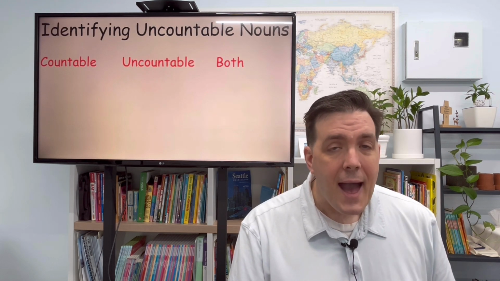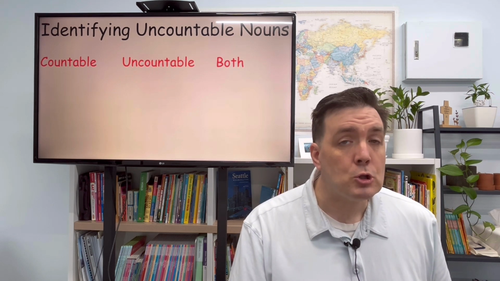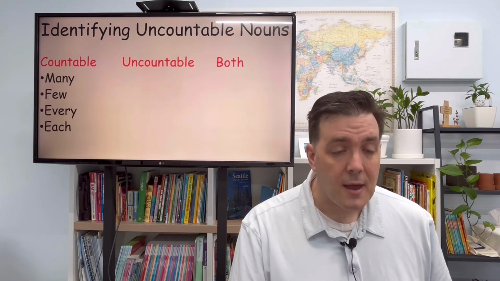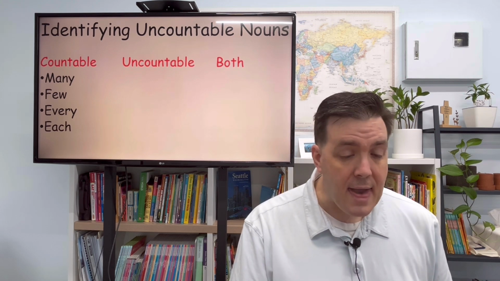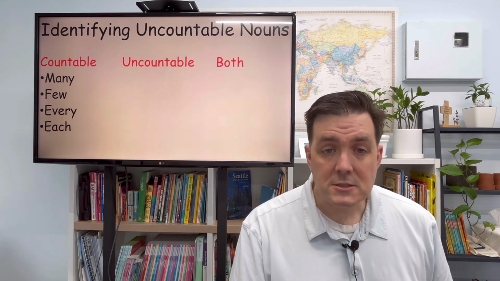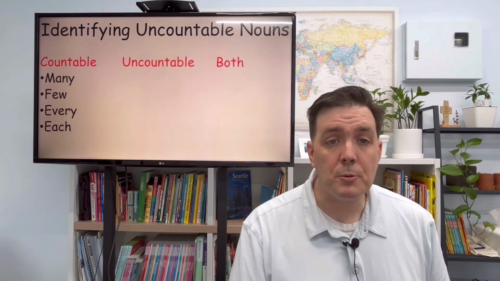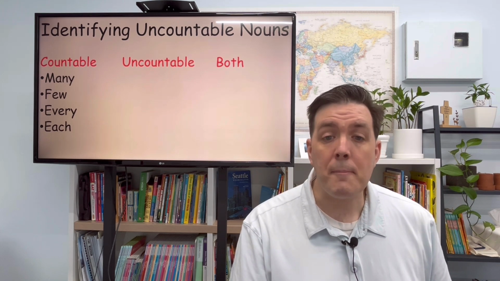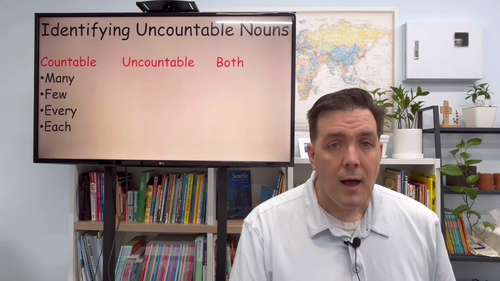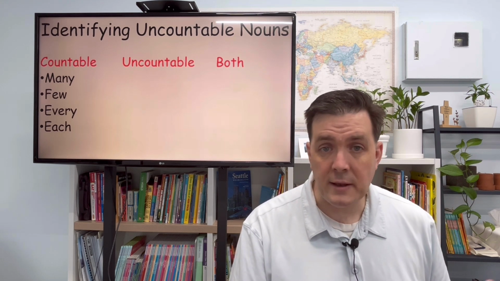Now, coming back, how do you identify countable nouns? Well, one way to do it is to look at the word that goes in front of it. Okay? Here are a few examples of countables. Many, few, every, and each. If I use the word many in front of experience, then I have to say many experiences. It's a countable noun. On the other hand, there are many books behind me. Books absolutely is countable. I have a few minutes. Minutes is countable. 1 minute, 2 minutes.